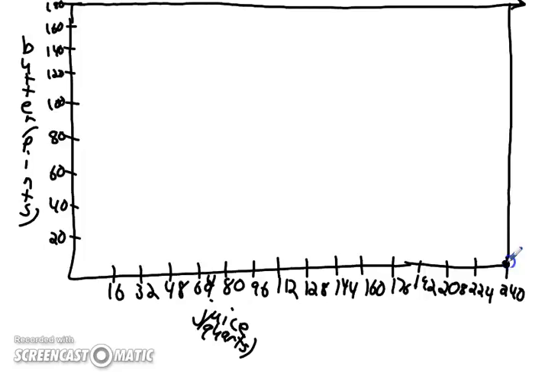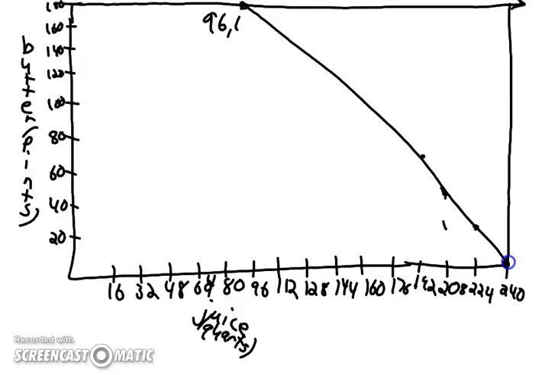Now for every 16 quarts of apple juice we take away, we go up 20 pints of apple butter. So we're going back 16 and up 20 each time. Back 16, up 20. Okay? And this is going to happen until we get to this point at 96 and 180. We'll hit right there. Okay? This is 96, 180.